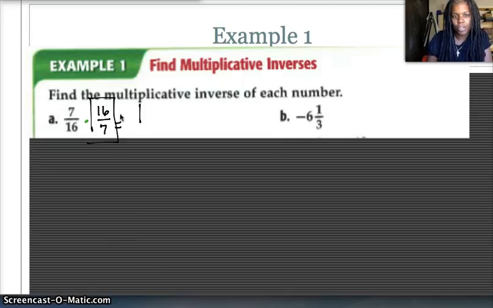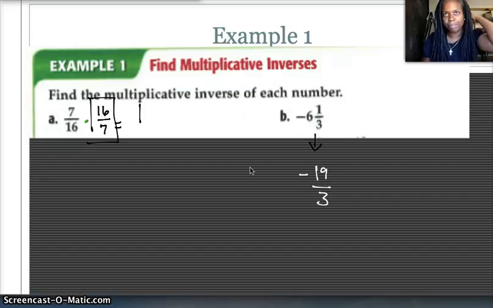Let's look at this value here. To find the multiplicative inverse of a mixed number, we need to change that mixed number into an improper fraction. So I'm going to write this number as negative 19 over 3. What I did is I multiplied 6 times 3, which is 18, and added 1. And I just bring the negative along for the ride, right? So I don't want you to think that you're taking a negative 6 times a positive 3 and all that stuff. If you have a negative mixed number, you're just going to bring that negative along for the ride.